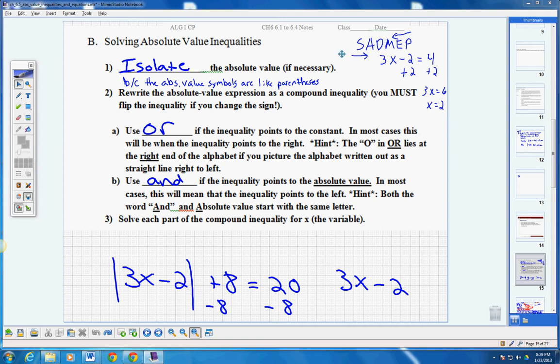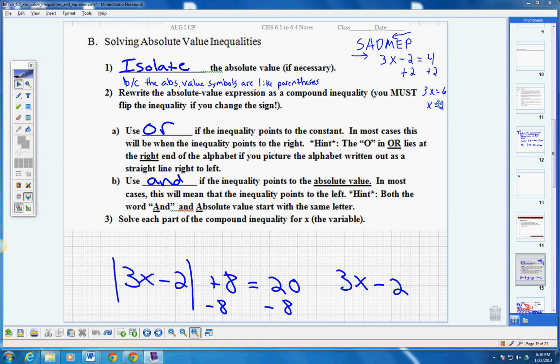When I solve, I go SADMAP, meaning I want to add or subtract anything first. Then I want to divide or multiply. After that, I want to take care of all exponents. Then last, I'll take care of the parentheses. I give an example of that down here. When solving 3x minus 2 equals 4, you would first add 2 to each side, and then divide by 4.